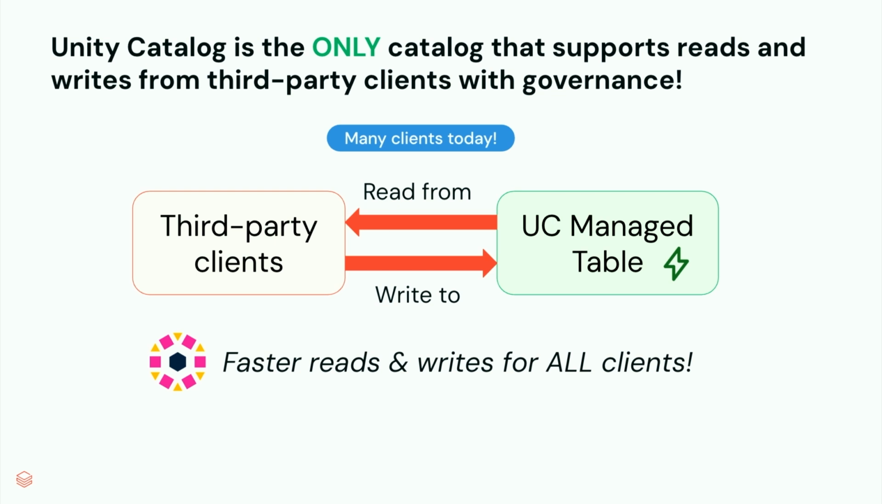And as a sneak peek of some things I'm going to tell you next, we actually optimize your tables for you. And what does that mean in terms of third-party access, as well as access from Databricks? That means that you actually get faster reads and writes, whether you're reading or writing from a Databricks client or from an external client as well. So that's really why Unity Catalog Managed Tables are so powerful here.